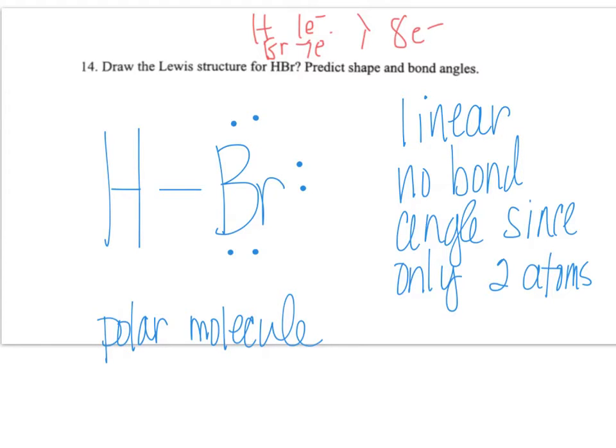Anytime there's only two atoms bonded to each other, there's not going to be a central atom, and so it's going to be linear. There is no bond angle since it is only two. And then even though this doesn't ask about it, we're going to stay in the habit. Because this is not symmetrical, this would be a polar molecule.